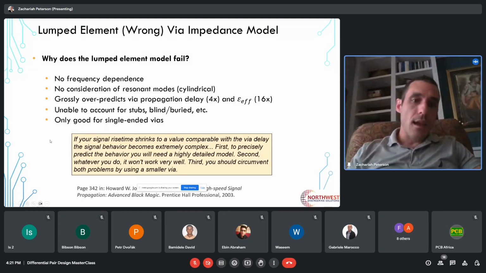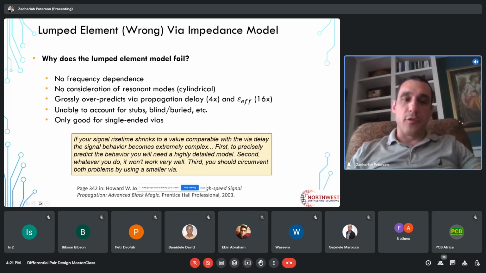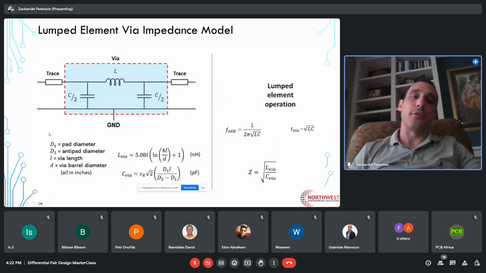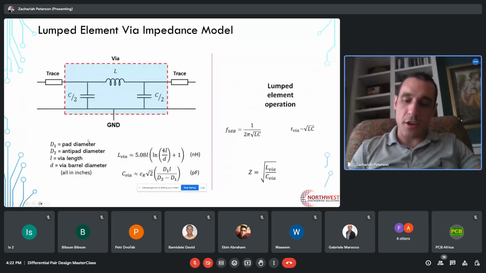The other thing, of course, is it's unable to account for things like stubs, blind and buried stacks, staggered vias. So it's not very good in that sense. And it's only good for single-ended vias. So that's the other thing. We're talking about differential pairs here. I've seen calculators attempt to apply this to differential vias. And of course, they get it incorrect.